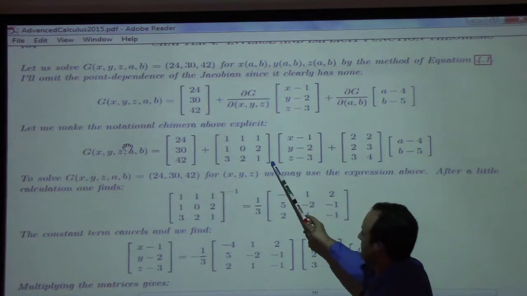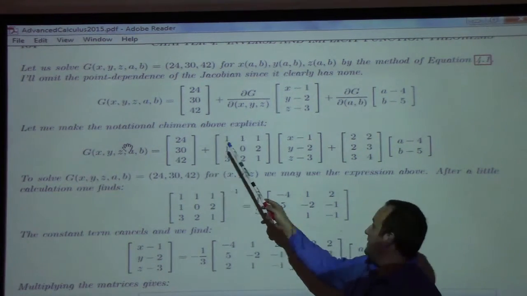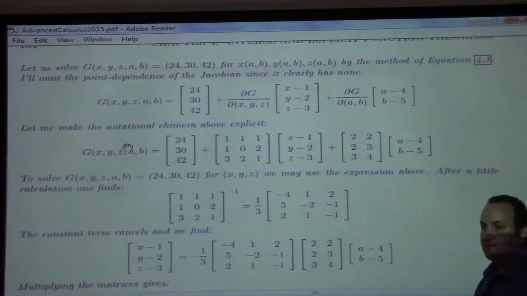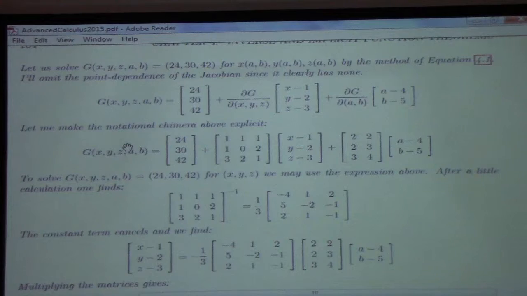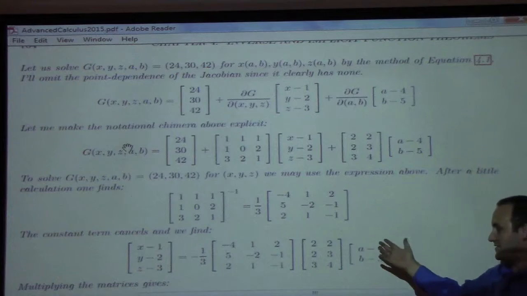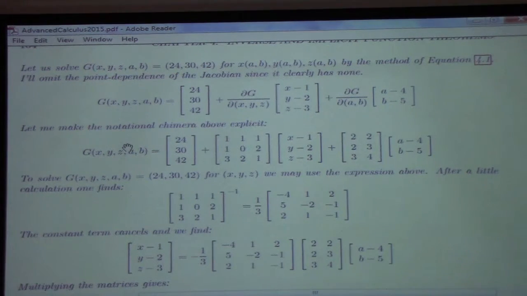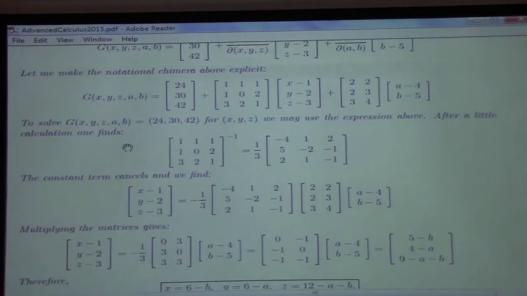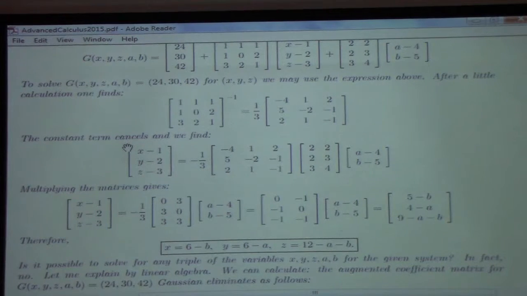I'm trying to solve for these, so I basically take this, put it to the other side, and multiply by the inverse of that. That solves for x, y, and z in terms of a and b. And here it is in glorious detail. Oh, and I even multiplied it out. So there it is, x, y, and z in terms of a and b as a consequence of the invertibility of that particular sub-Jacobian. Of course, this is not the best way to solve this problem. You should just do row reduction and use techniques of linear algebra, but I wanted to showcase the method of the proof.